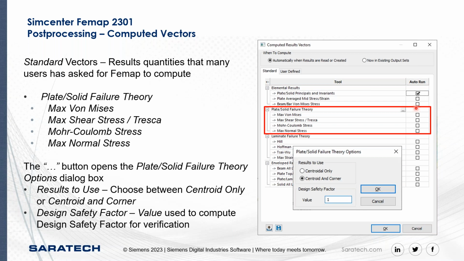Failure theories, right? So, all the big ones here: the von Mises failure criteria, Tresca or the max shear stress, Mohr-Coulomb stresses, or the max normal stress can be plotted graphically here. And then you also now have the option to see the centroidal only, or maybe the centroidal and corner stresses. And then here's where that design factor could be calculated. If it's 1, 3, or 5, or whatever the prescribed design factor is, it can be input by the user.